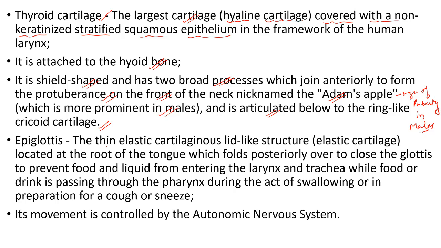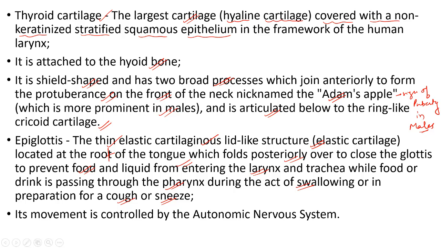Epiglottis is a thin elastic cartilaginous lid-like structure. It is an elastic cartilage located at the root of the tongue, which folds posteriorly to close the glottis to prevent food and liquid from entering the larynx and trachea while food or drink is passing through the pharynx during swallowing, or in the preparation of a cough or sneeze.